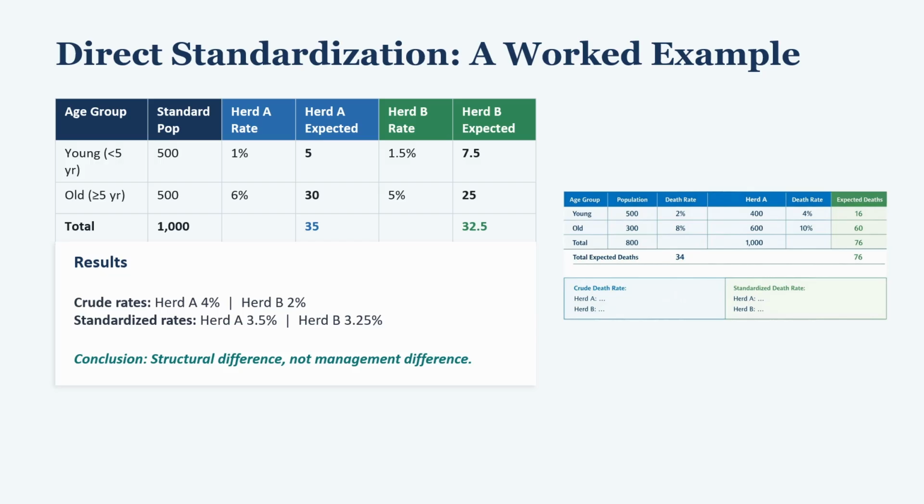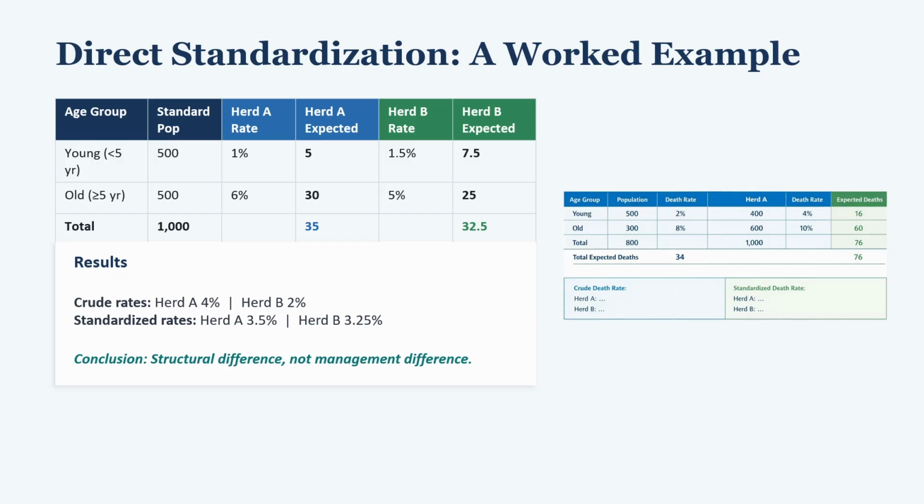Let's work through a direct standardization calculation to make this concrete. We'll use the 2 dairy herds and we'll standardize to a reference population of 1,000 animals, half young, half old. For each age group, we apply each herd's age-specific mortality rate to the standard population.